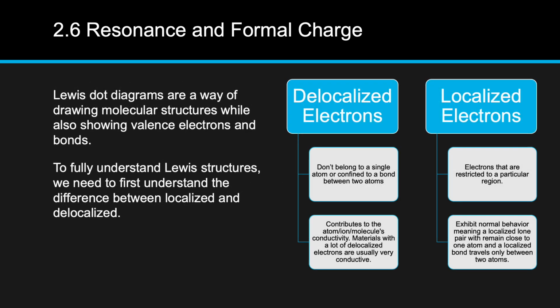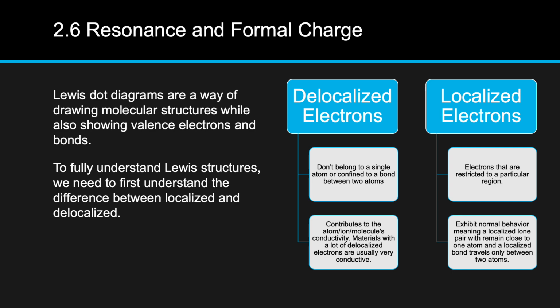So when we draw Lewis dot structures, we're really just creating a model that shows how atoms connect, where the bonds are, and where the valence electrons go. But to truly understand Lewis structures, we need to look at how electrons can behave in molecules, specifically whether they're localized or delocalized. So localized electrons are stuck in one place. They're either in a lone pair on a single atom or in a bond between two atoms. Think of them as like homebodies, and they stay in that one spot and they don't move around.